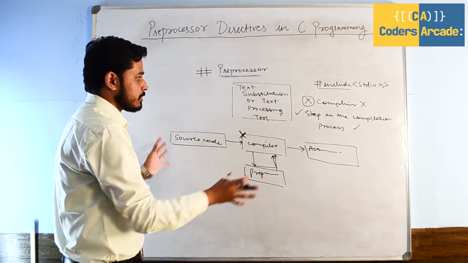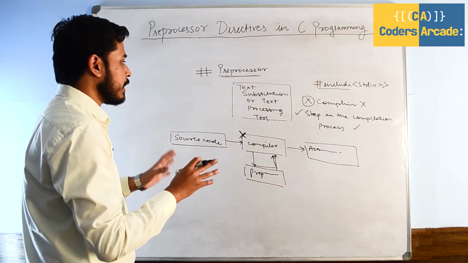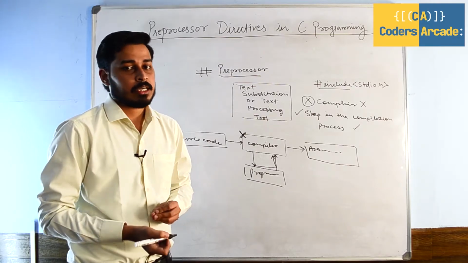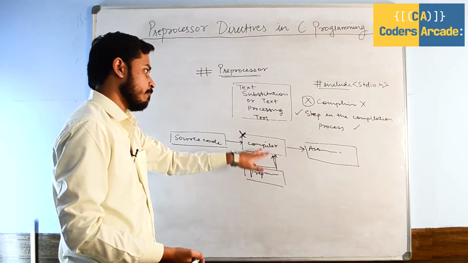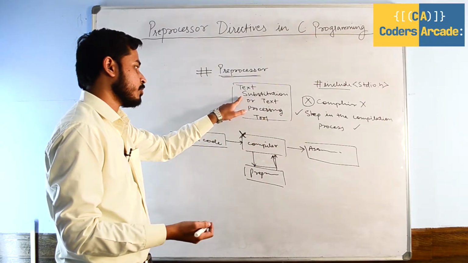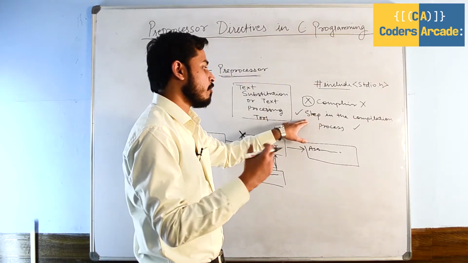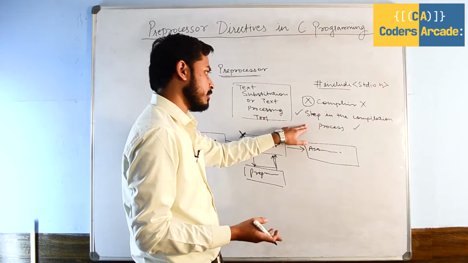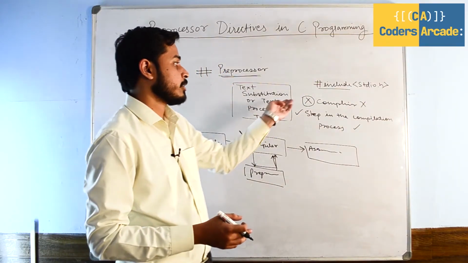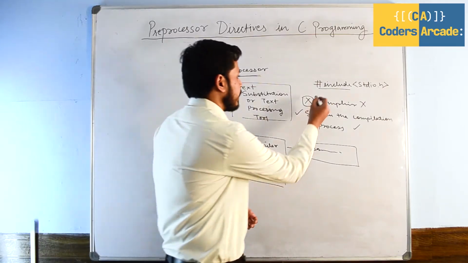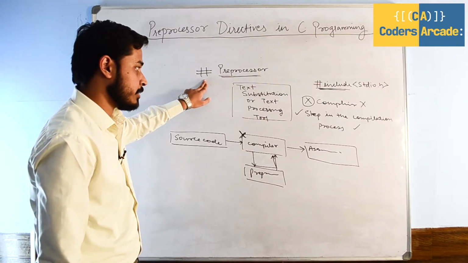So this is the basic definition of a preprocessor. Basically, it is a program that is used to preprocess the source code before that source code gets compiled by the compiler. It is nothing but a text substitution or text processing tool, and it is not part of the compiler, but it is one of the steps in the standard compilation process. An example of a preprocessor directive is #include stdio.h. In this case, #include is the preprocessor directive, and it always starts with the # symbol.